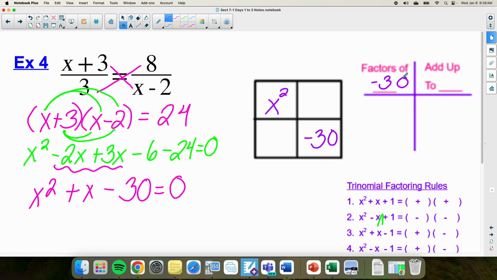And then if there's nothing in front of that x, what do we assume it is? 1, yes. So we put that here. So we have a negative. That means you're gonna have a positive and a negative. And if this answer is positive, that means the bigger number should be positive, okay? Can you guys think of 2 factors of negative 30 that give us 1?